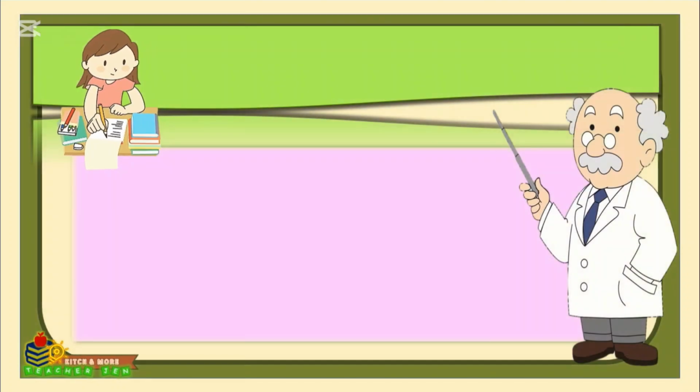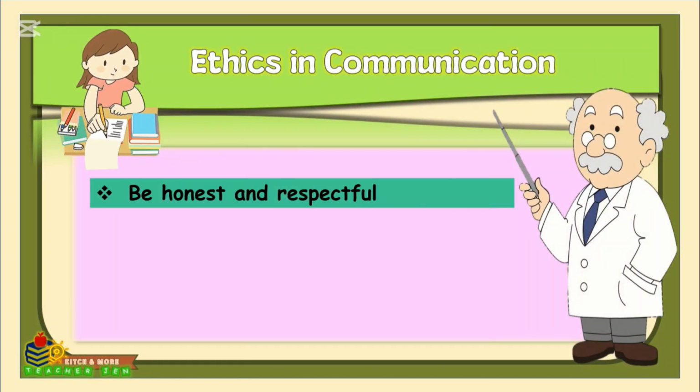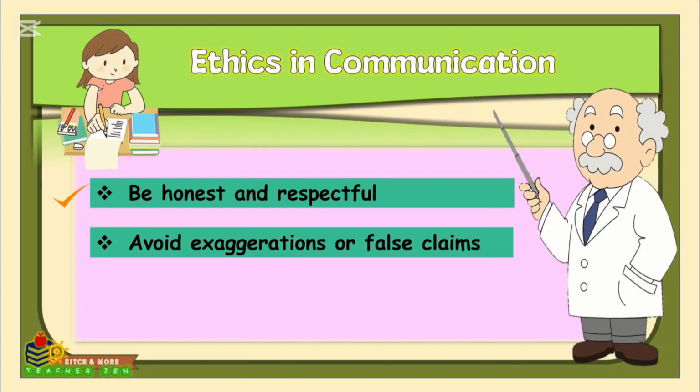You have to remember the following when you are sending a letter of request. First, be honest and respectful. Always communicate truthfully and transparently to build trust and credibility. Use a polite and respectful tone even when making requests or addressing concerns. Second, avoid exaggerations or false claims. Do not overstate facts or provide misleading information to persuade others. Misrepresentation can damage your reputation and lead to misunderstandings.